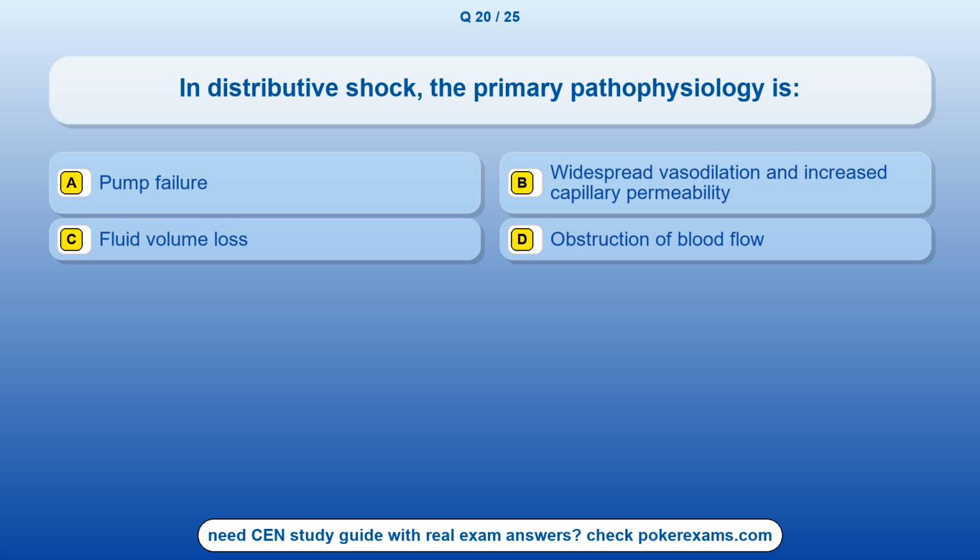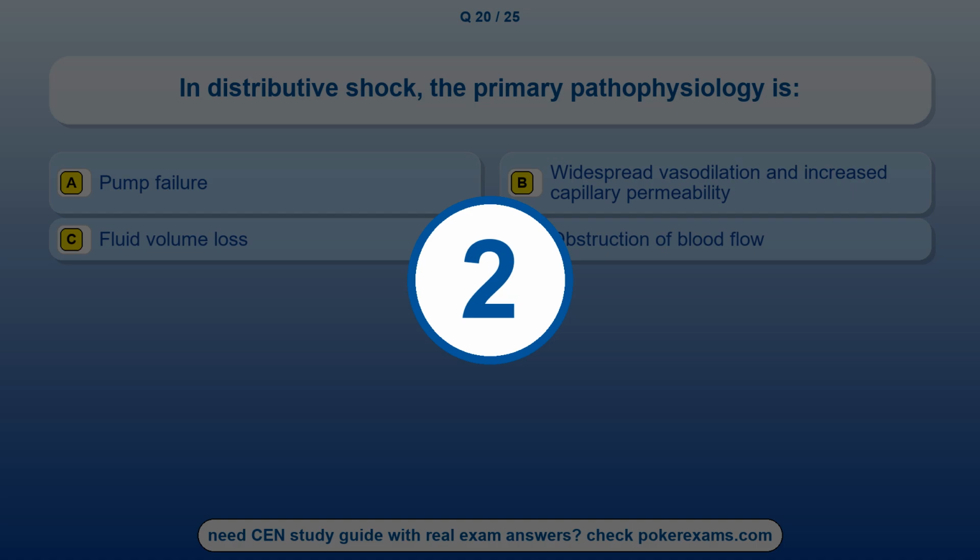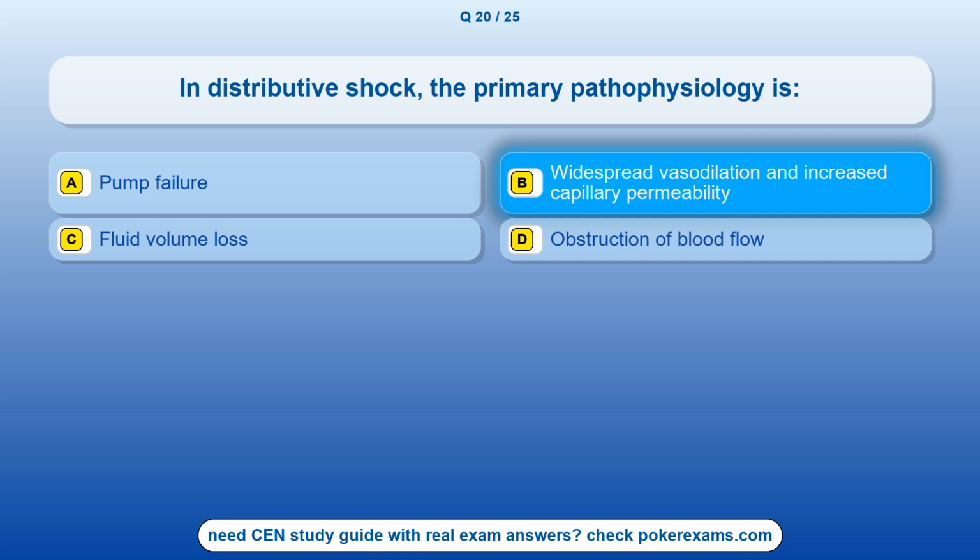Question 20. In distributive shock, the primary pathophysiology is option A, pump failure. Option B, widespread vasodilation and increased capillary permeability. Option C, fluid volume loss. Option D, obstruction of blood flow. The correct answer is option B, widespread vasodilation and increased capillary permeability.